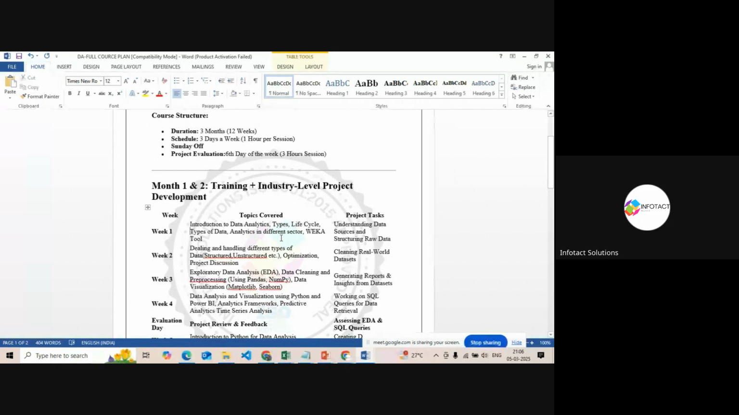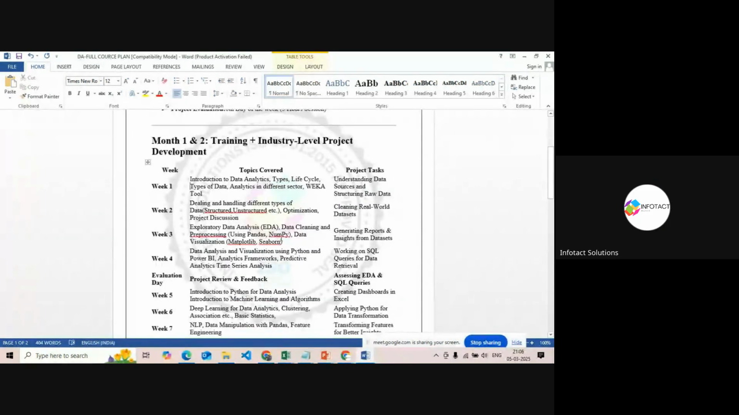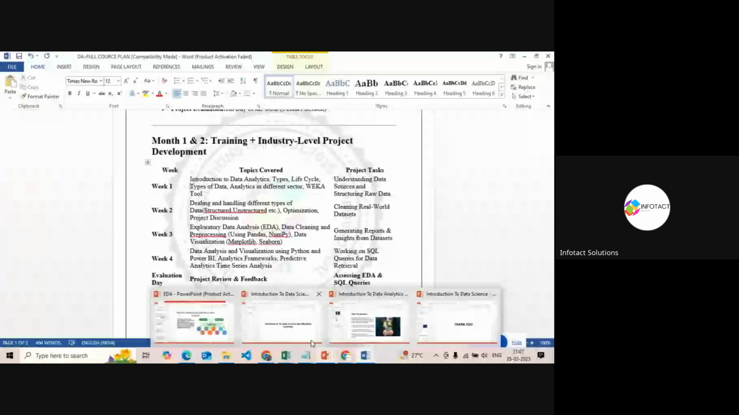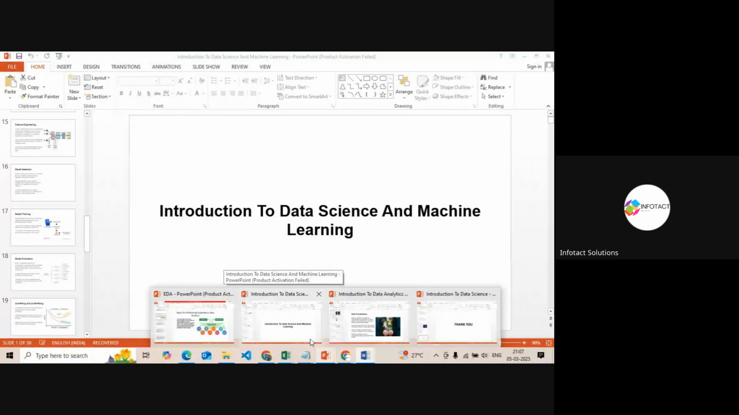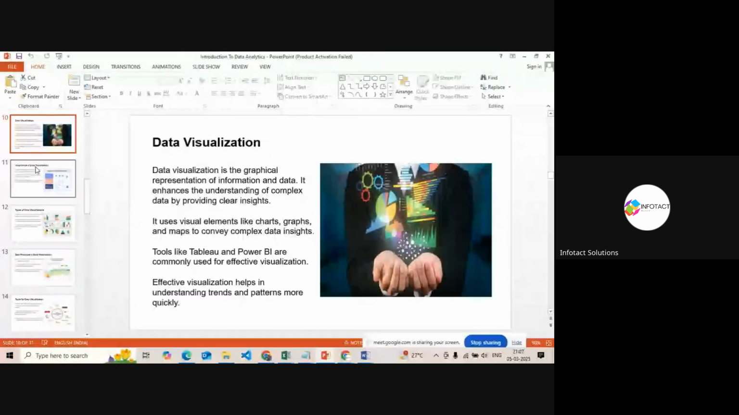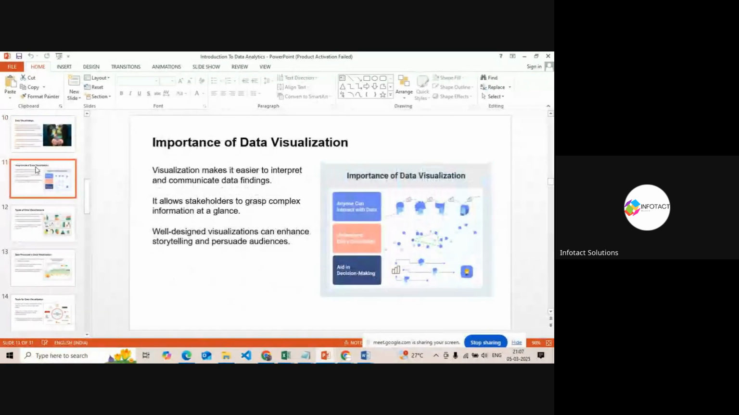Yes, sir. When it comes to data visualization, I told you it is a graphical representation of information and data, and it helps in understanding complex data sets quickly by visualizing using visual elements like charts, graphs, etc. Right? Then importance: visualization makes it easier to interpret and communicate data findings, and it allows stakeholders to grasp complex information at a glance.